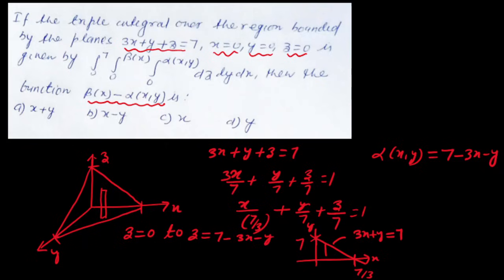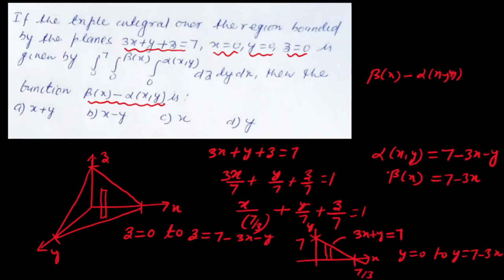So if I take a vertical strip now to cover this cross section, the limit of y will start at 0 and go to y = 7 - 3x. We have done this kind of problem. So beta(x) will be actually 7 - 3x. So they are asking what? They are asking beta(x) - alpha(x,y). So this is equal to (7 - 3x) - (7 - 3x - y). So this 7 and this 7 cancel, minus 3x plus 3x cancel. So what we get is y. So the correct answer here is option D.